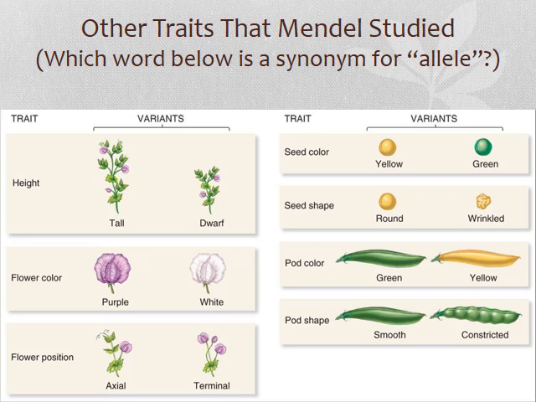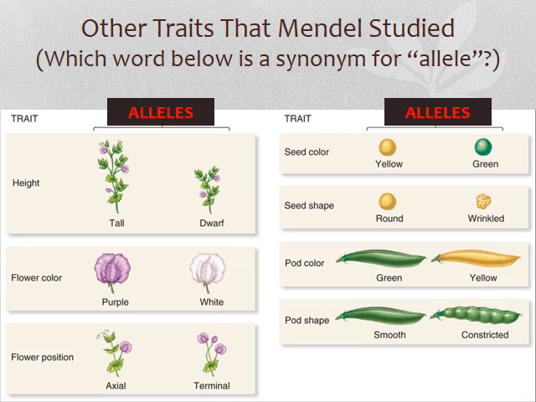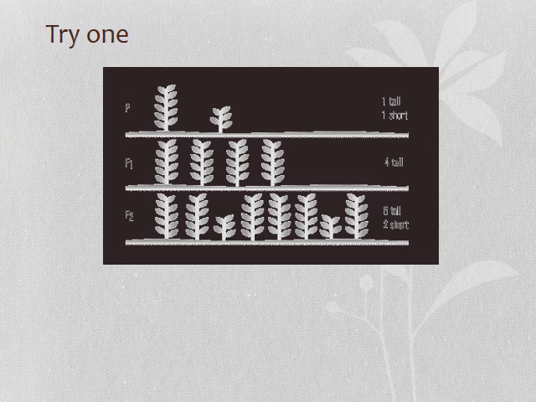So which of these words below is a synonym for allele? Would it be trait or variance? Or maybe they're going for the odd answer, and maybe it's seed shape. Who knows? Well, if you said alleles, then congratulations, you would be right. Alleles are nothing more than variations for a trait.